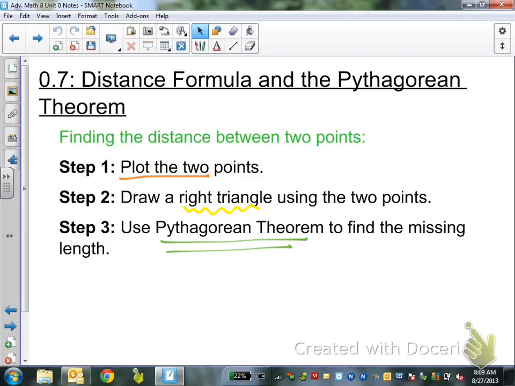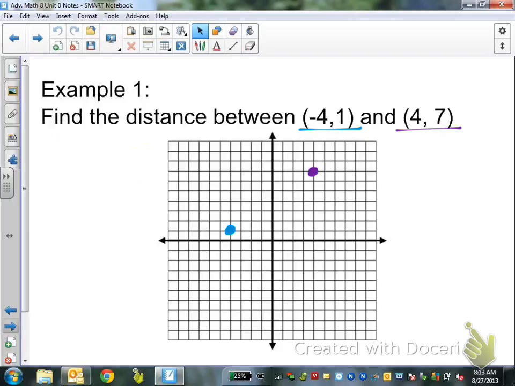Our next step says to draw a right triangle using those 2 points. So here's how you're going to do that. You are going to draw a line going from that blue point along the x all the way to where it meets the purple point. And then from there you're going to draw a line up to the purple point. And then draw a line in between the 2 points. Oh my gosh, we made a triangle.